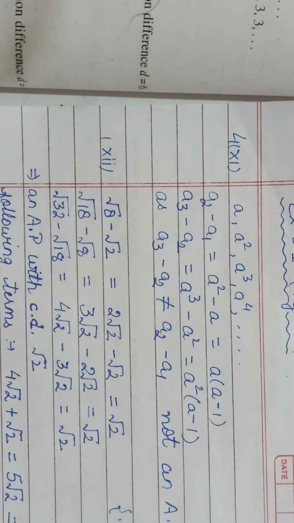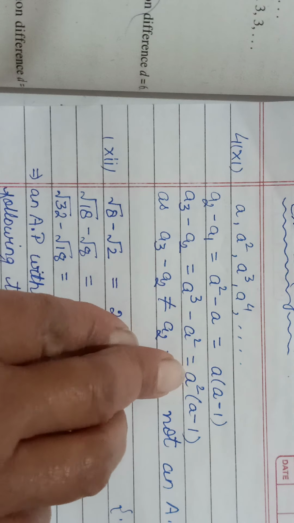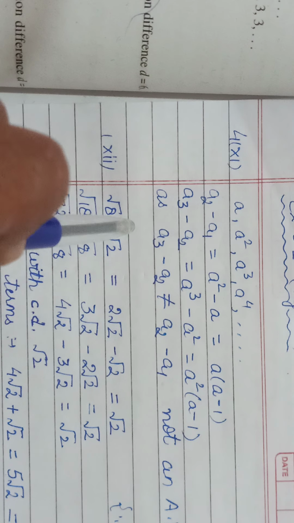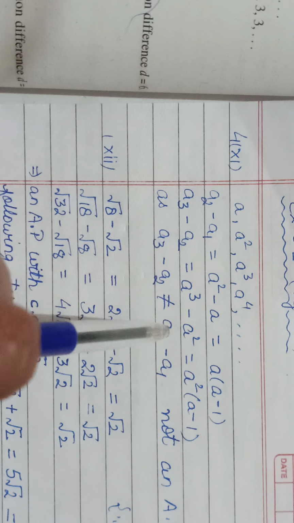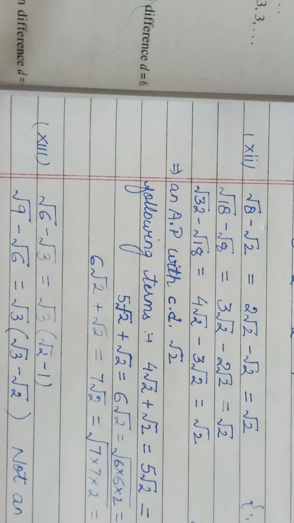Naturally you can clearly see, you didn't even need to go further, once the difference came out different right here, so we conclude it is not an AP. Anyways, that was just a cross check. So you will write that since a3 minus a2 is not coming the same as a2 minus a1, this sequence is not an AP. Your work stops there.